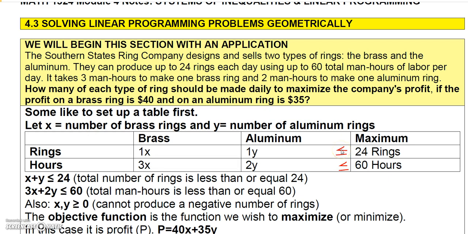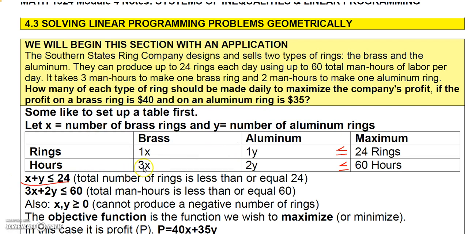Now this allows you, if it's more profitable, to manufacture fewer than 24 rings, and it also allows you to use less than 60 hours. So unlike the last module where we were doing equations, here we have inequalities. If X is the number of brass rings we make and Y is the number of aluminum rings we make, then the total number of rings must be less than or equal to 24, so X plus Y has to be less than or equal to 24.